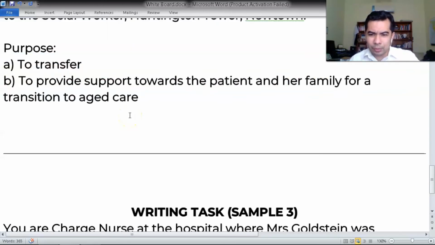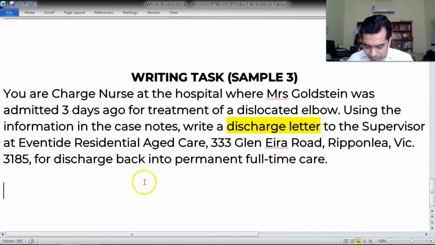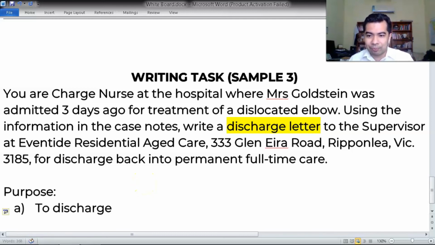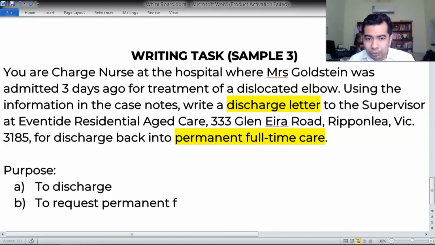And worse yet, I mentioned this a while ago, saying that the purpose of this letter is to discharge a patient. Here you could see that you're a charge nurse at a hospital where Goldstein was admitted. Using the information, you're to write a discharge letter. And again, students will immediately jump on that, thinking, oh, that means the purpose is A, to discharge. Once again, no, that is not the purpose. It doesn't give the receiver or the reader a quick and precise sense of what you're asking of them to do. It says here, though, that the reason you are writing the discharge letter is for discharge back into permanent full-time care. So, what is the purpose? Is it to discharge the patient or to request permanent full-time care? And that's really how simple it is.